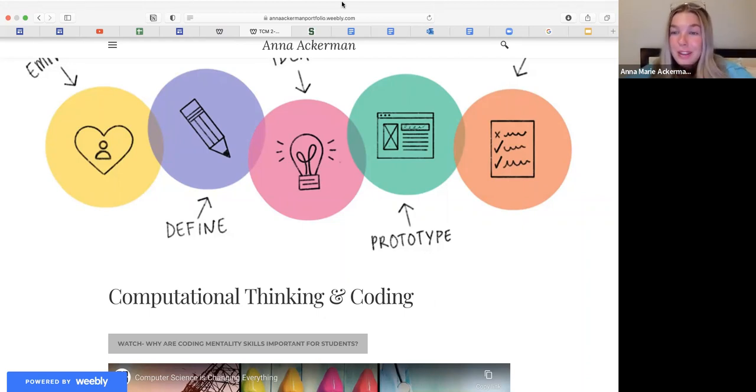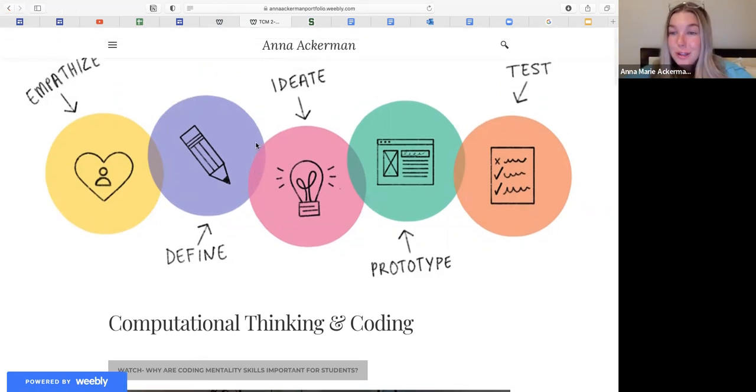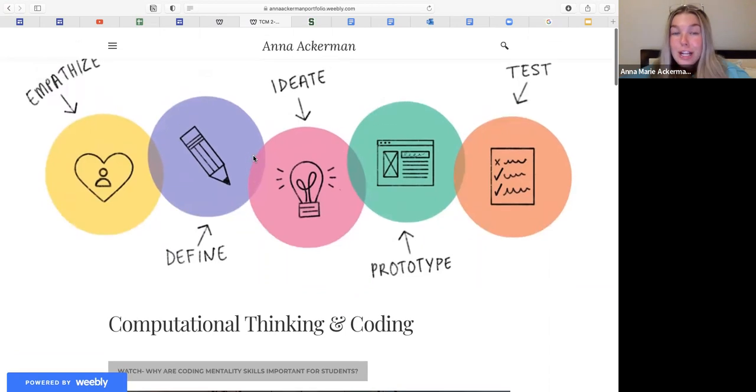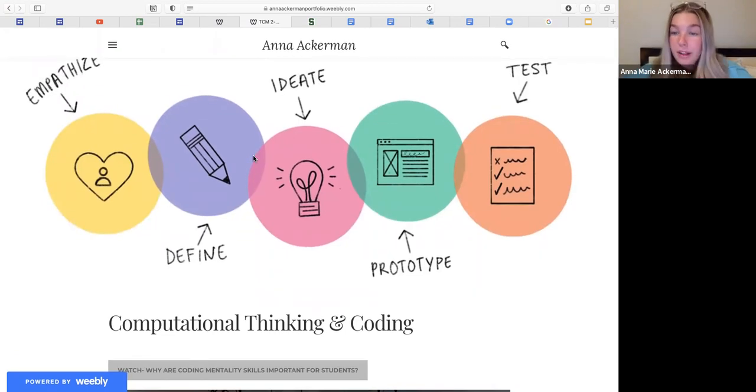We have a new unit that I'm really excited to be discussing with you today and hopefully answering some questions, clearing some stuff up for you. We are talking about computational thinking and coding. So this is a page on our classroom website. It's all about computational thinking and coding.